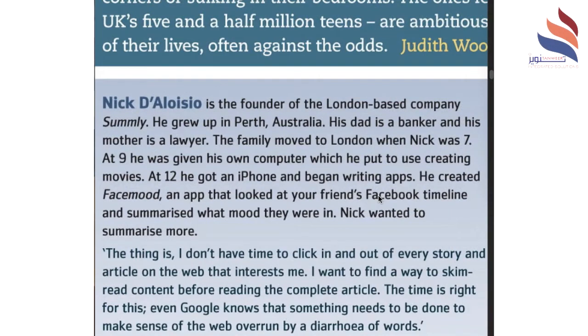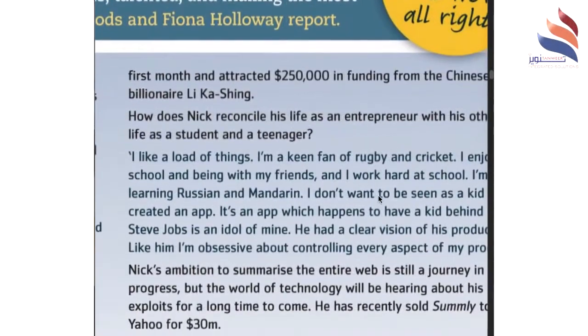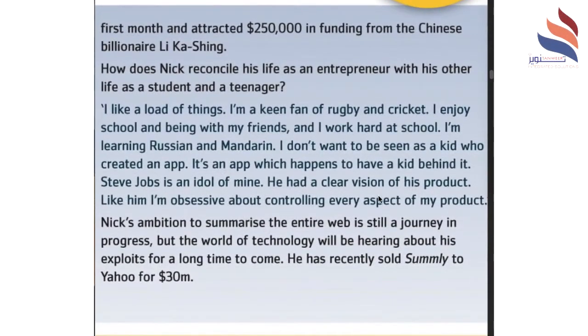Okay, Nick is a teenager. He was fond of technology from the early beginning. At the age of 7, he got a mobile phone. Okay, at the age of 7, they moved to London. At the age of 9, he was given a computer. At the age of 12, he was given an iPhone. He was very interested and obsessive about this, and it was his passion. He created an app, which is Face Mood, that can tell you about the mood of the person.